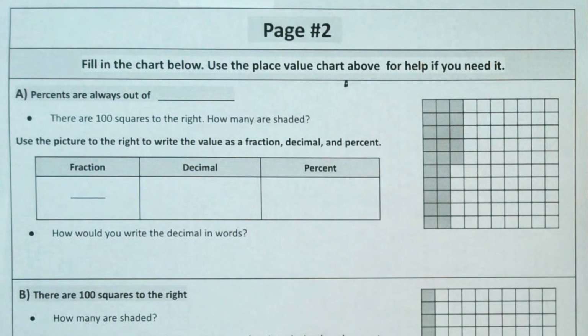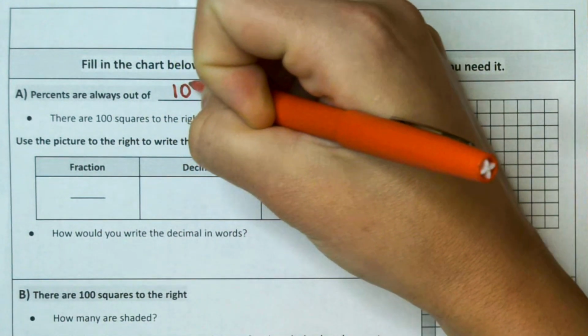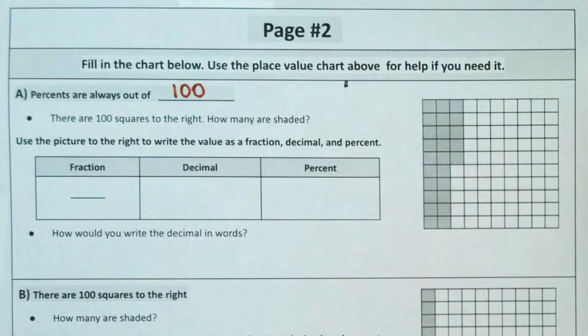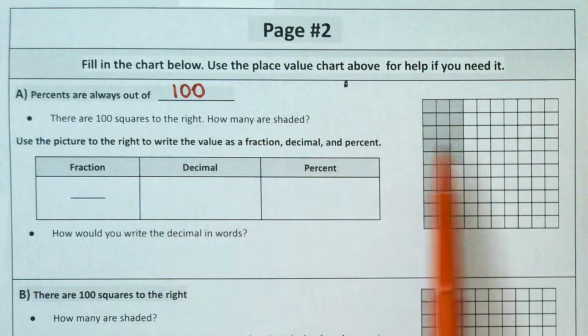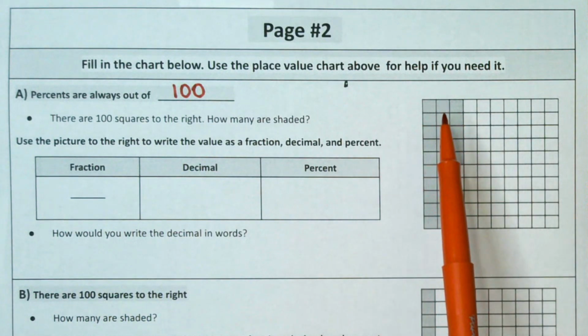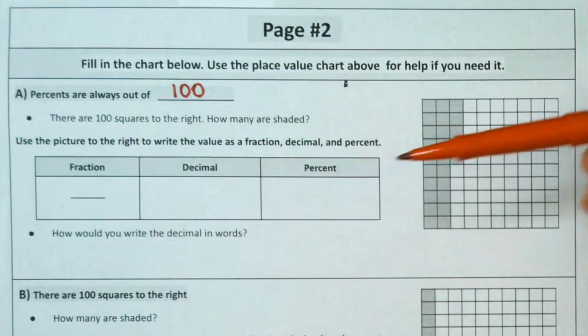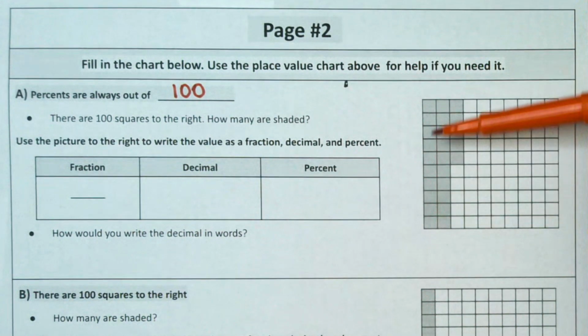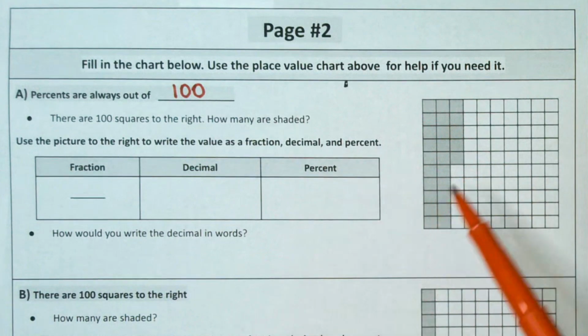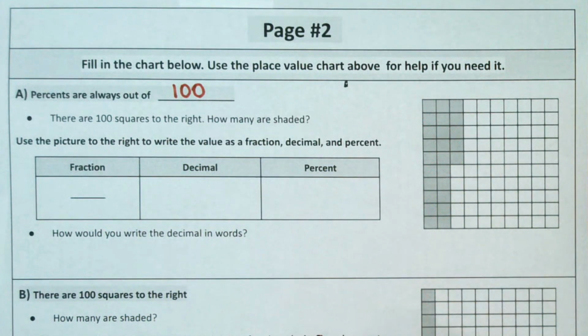Let's take a look at page 2. Problem A says percents are always out of 100. Remember, that's the highest score you can get on a test or a quiz, unless there's extra credit, of course. And so it says there are 100 squares to the right. How many are shaded? I can see that there are 10 boxes in each row and 10 boxes in each column. Go ahead and count how many squares there are. Pause the video, then come back.